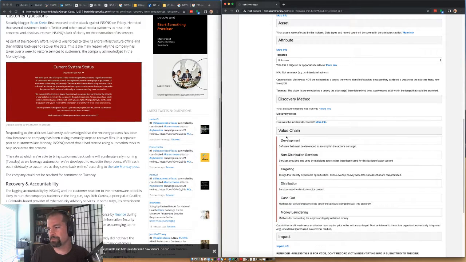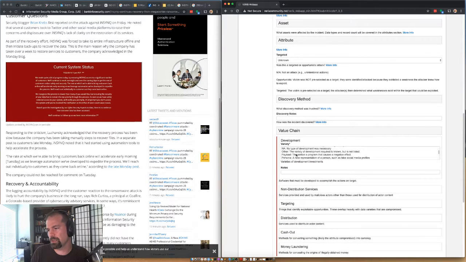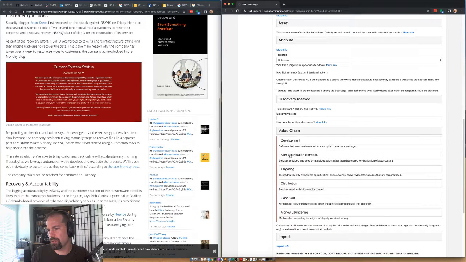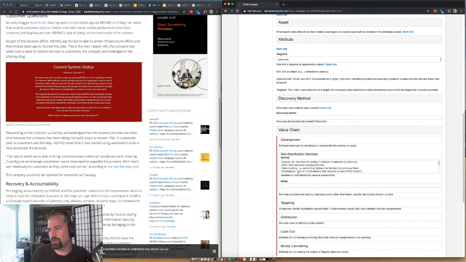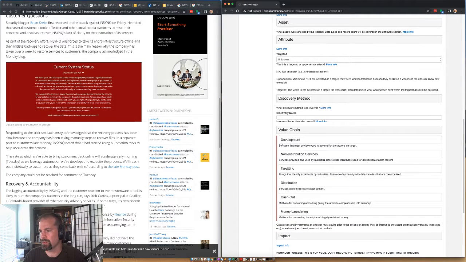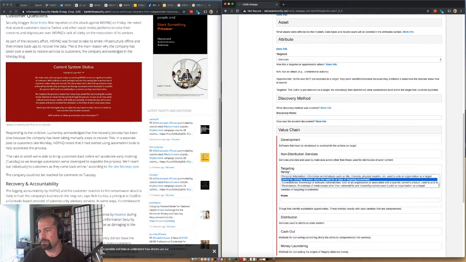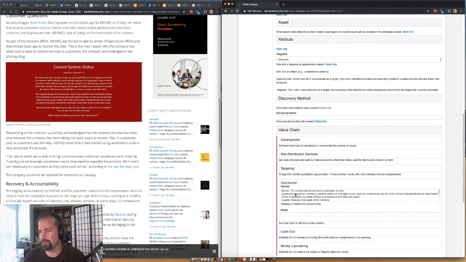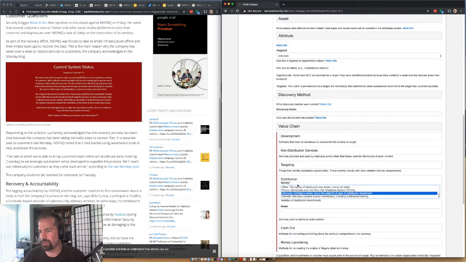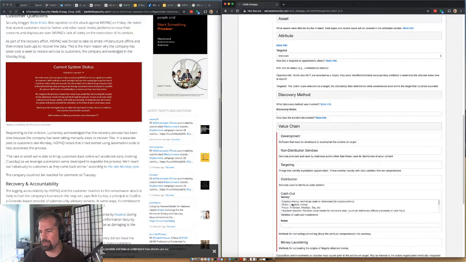Value chain. Development. They had to develop ransomware. Someone developed ransomware. Distribution. We really don't know anything about distribution. Or non-distribution services. So proxies, VPNs, marketplace, counter AD. Targeting. We don't know how the targeting happened. Distribution. Because we don't know how they got infected. We don't know distribution. Cash out.